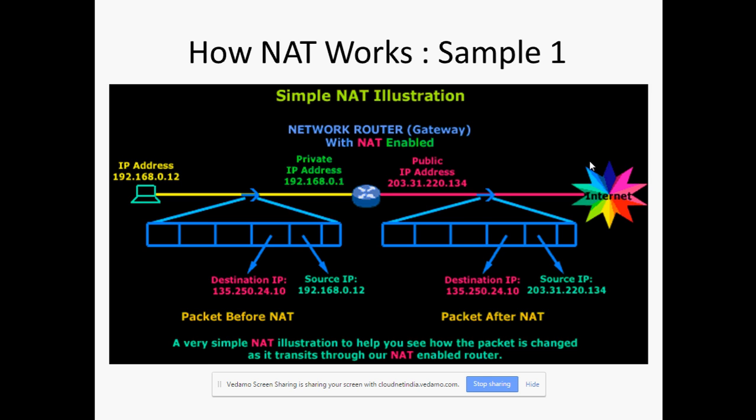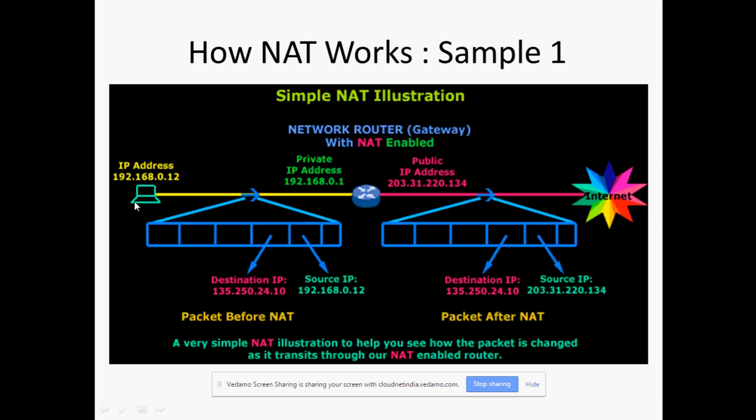The first time when any packet is forwarded to the public internet, what happens? The destination's IP is like 135.250.24.10, that may be for a web server like www.example.com. So this is the IP address of a public device connected to the public internet, and my source IP address is 192.168.0.12. This is the actual packet that will be encapsulated in this PC.